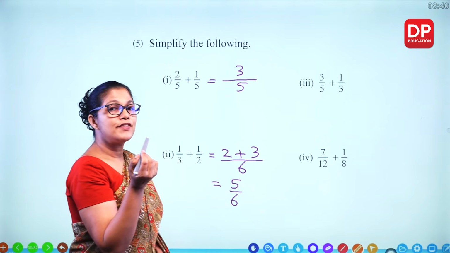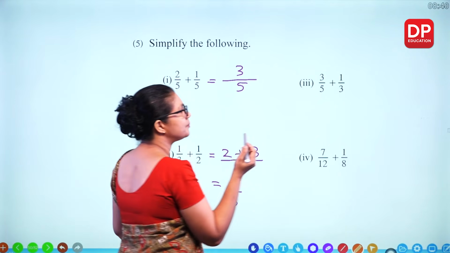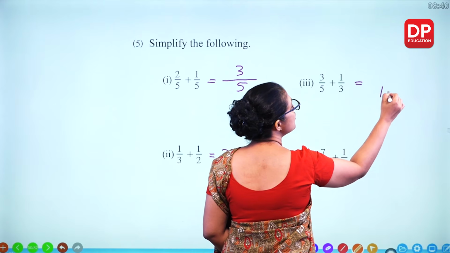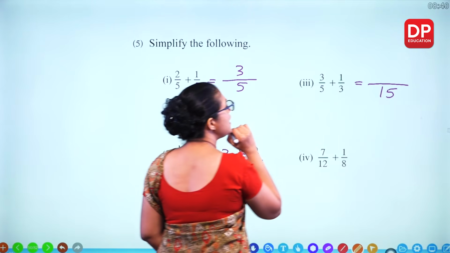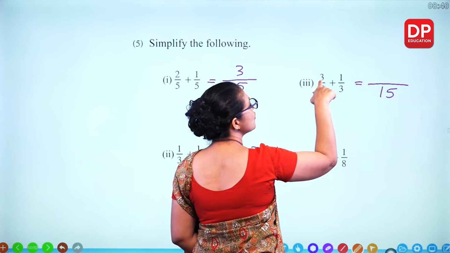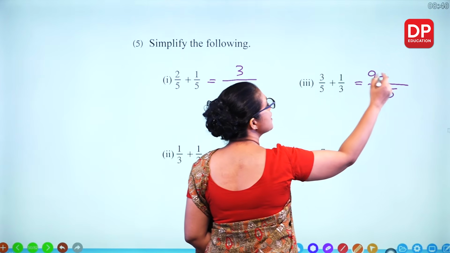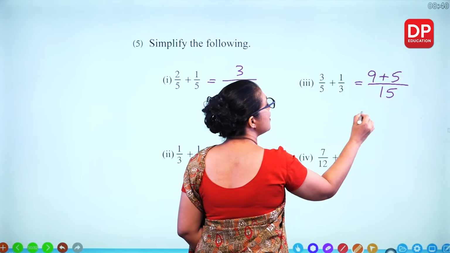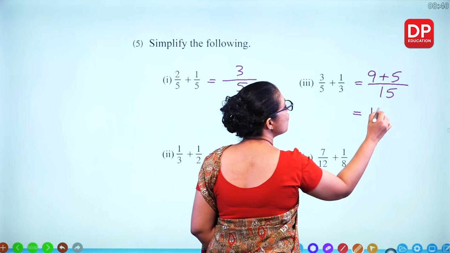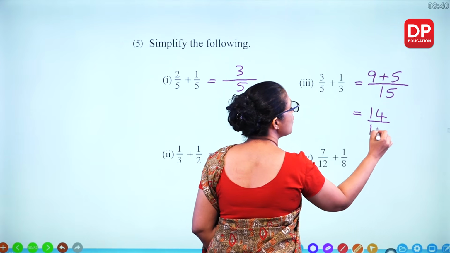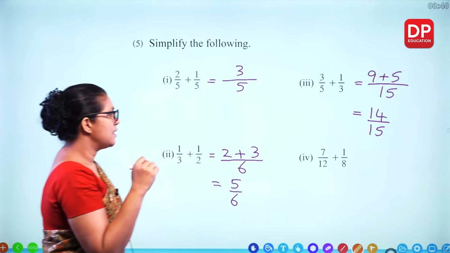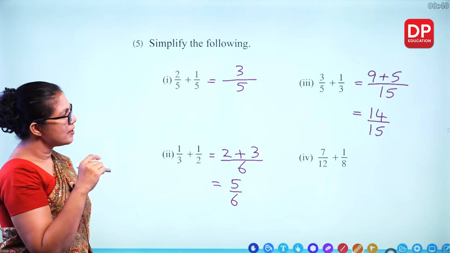This one, 5 and 3. What's the lowest common multiple? 15. Convert to 15. 5 times 3. So 3 times 3, 9. 3 times 5. So 5 times 1, 5. 9 plus 5, 14. So 14/15.